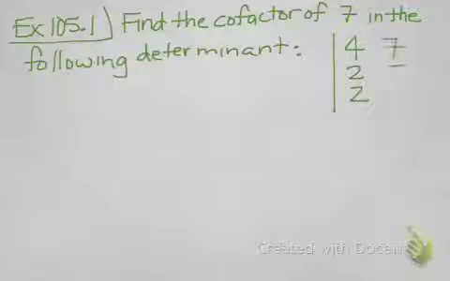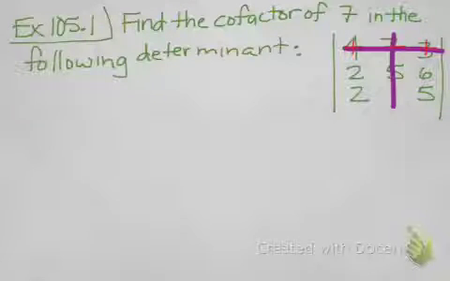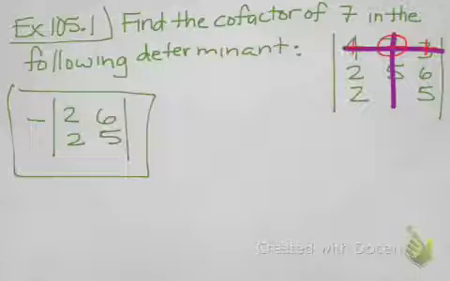So find the cofactor of 7 in the following determinant. We're going to cross out where 7 is, the row and the column, and do our signs. We start with positive in the upper left hand and go in a checkerboard sign, plus, minus, plus. So 7 is negative, so we know it's going to be negative, and then just do the minor, which is the determinant that's left over, which is 2, 2, 6, 5.